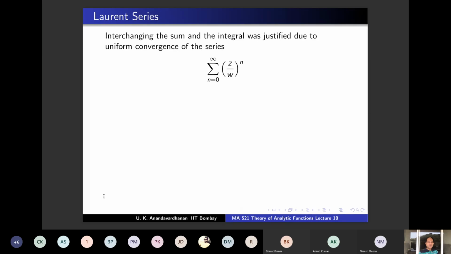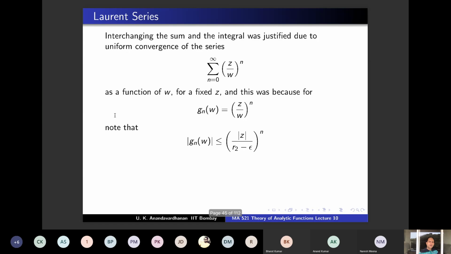So summation z by w power n, as a function of w for a fixed z, is uniformly convergent. You fix a z and argue with that z. As a function of w for a fixed z, this was because if you name this function g n of w, you want to say that summation g n of w is absolutely and uniformly convergent, and that is true because modulus of g n of w is less than or equal to this power n, and this number is strictly less than 1.